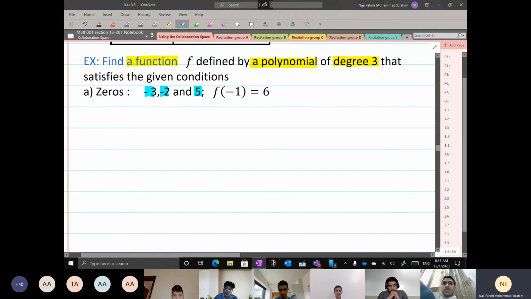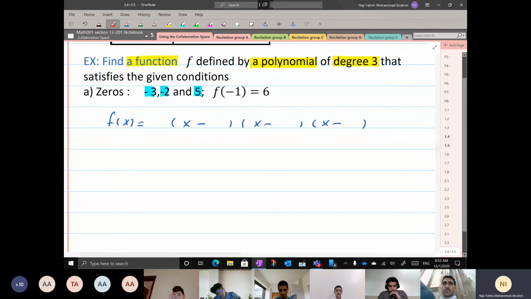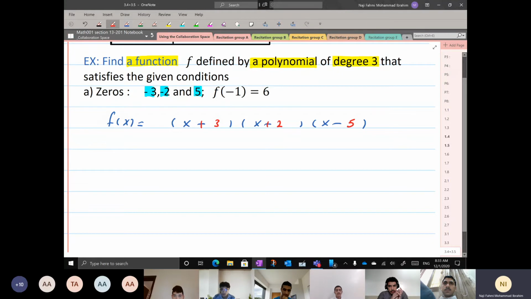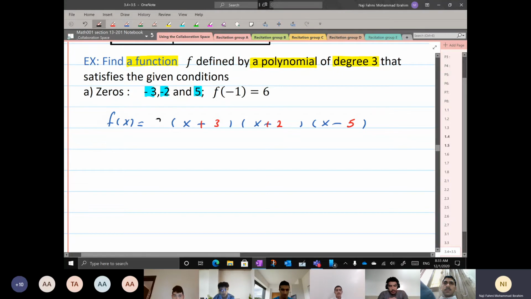Degree 3. Now how many zeros are we given in this example? 3. So if I want to make my polynomial, I will open 3 brackets. Why 3 brackets? Because I know 3 zeros. And inside each bracket, we can write x minus, and x minus. And what's our first zero? Negative 3. The second is negative 2. And the last is 5. If I multiply all these, they will give me the polynomial with these zeros. But here, we have to multiply by a. And that a, if you remember, is the leading coefficient.